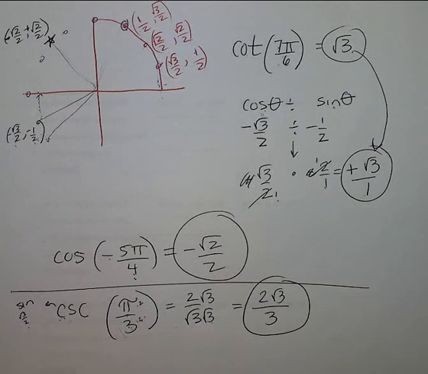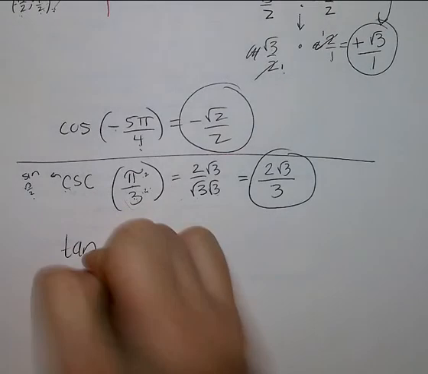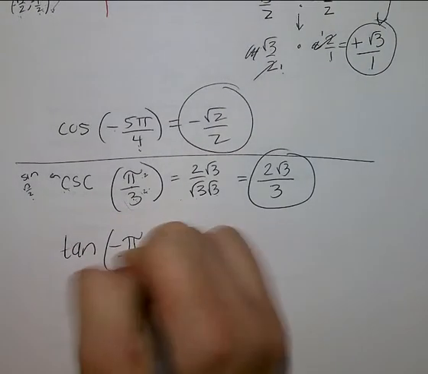1 through 5 right now. Okay, still got a couple 2s, but we definitely have some 3s and 4s. Okay, here's your next one. Tangent of negative pi over 6.